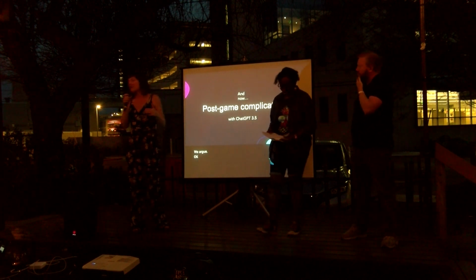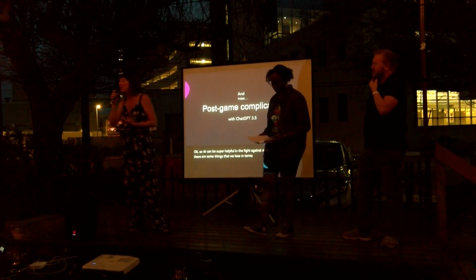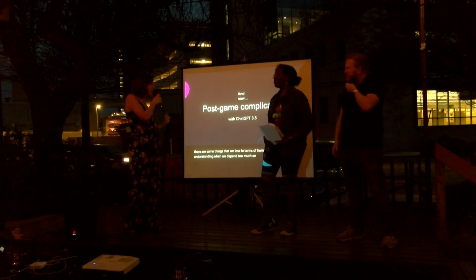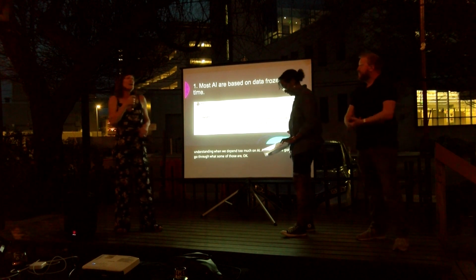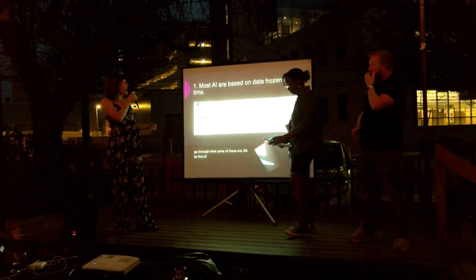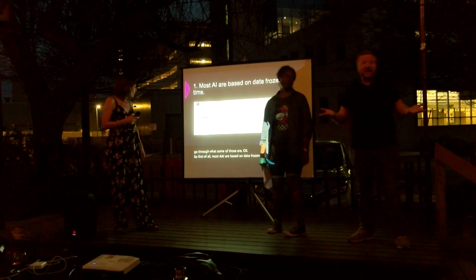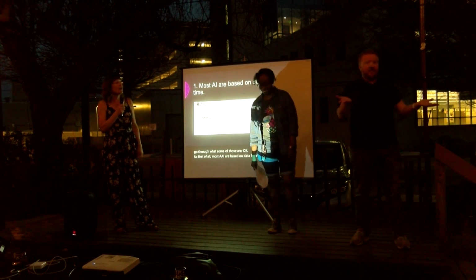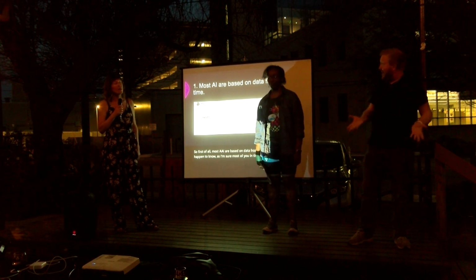Okay, so AI can be super helpful in the fight against misinformation, but there are some things that we lose in terms of human knowledge and understanding when we depend too much on AI. And now we're going to go through what some of those are, okay? So, first of all, most AI are based on data frozen in time. So, for instance, I happen to know, as I'm sure most of you in the audience do, that O.J. Simpson is now dead.